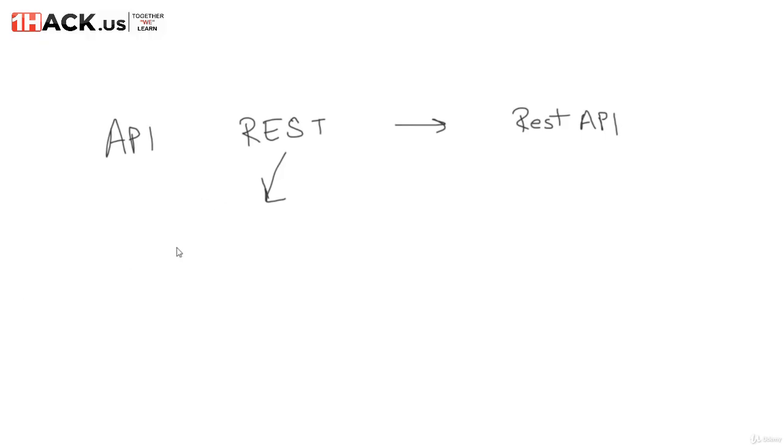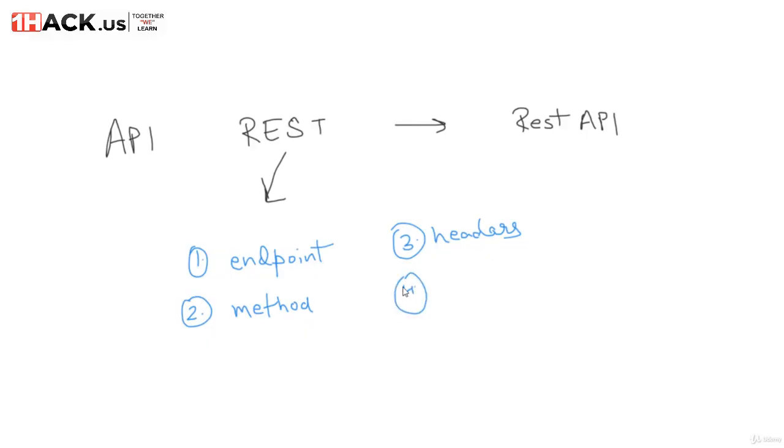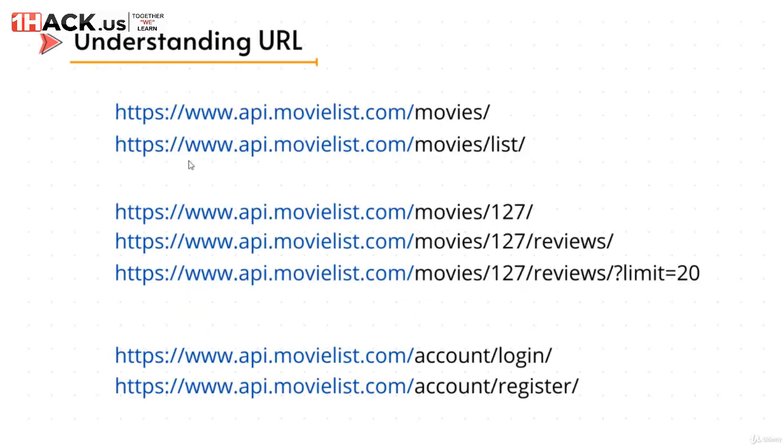So the first thing you need to talk about is the endpoint. The second thing that we need to take care of is our methods. Then the third thing will be our headers. And then the fourth thing will be the data, the body. If you remember, we already discussed this endpoint, how these endpoints are structured, how they are followed.